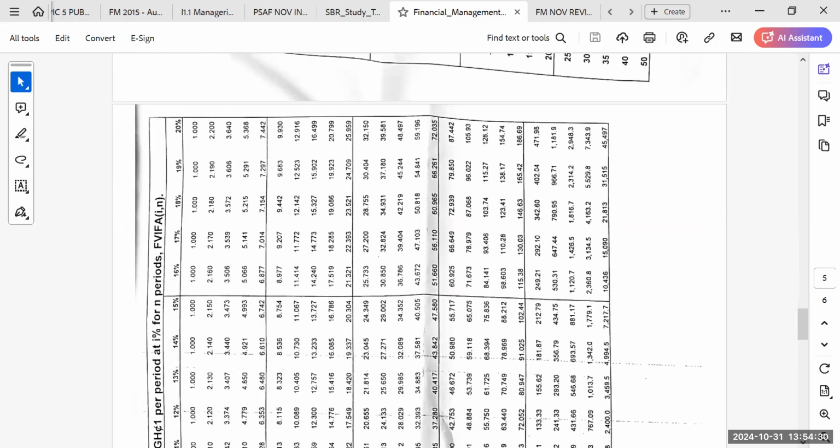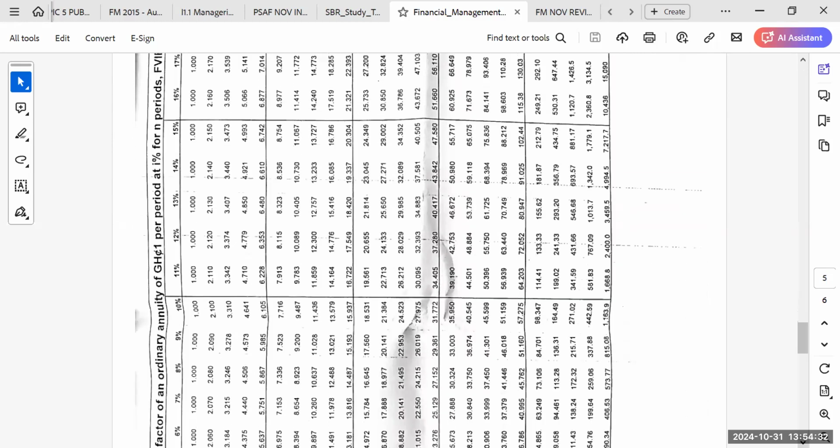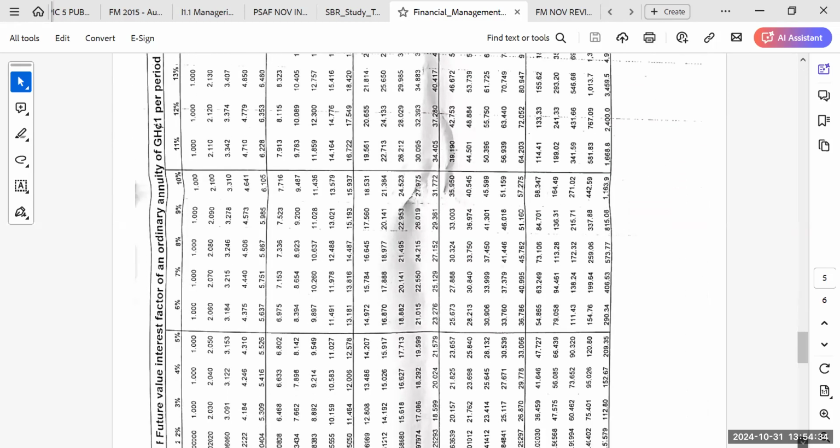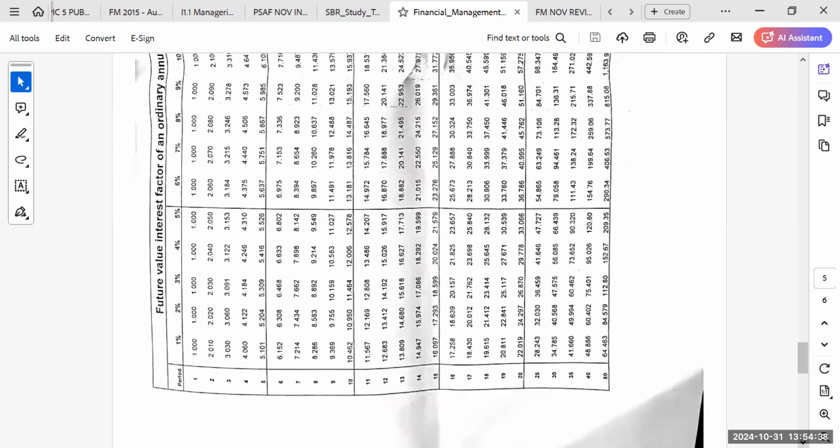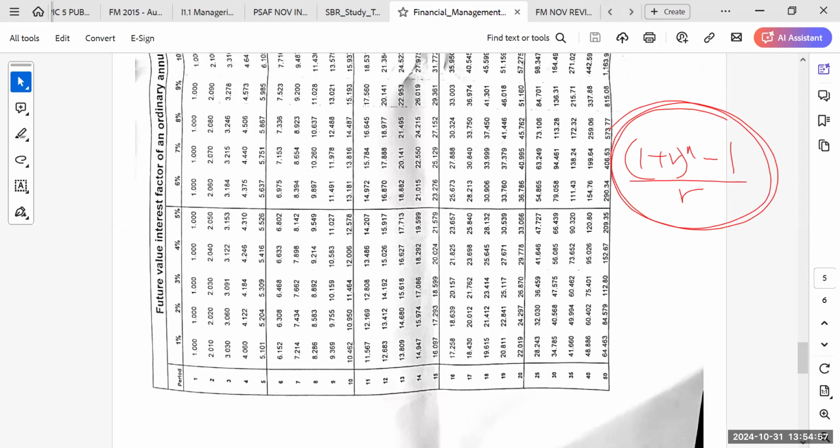Someone should draw their attention to it. You can see that they are now giving the future value of what? Of ordinary annuity. Future value of ordinary annuity. This particular one is what you are going to be doing here. You can see that we have a certain formula like this: 1 plus R exponent n minus 1, all divided by R. I hope you can remember this when you are doing ordinary annuity, future value. Can you remember this? Yes.